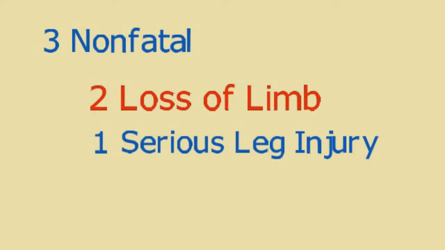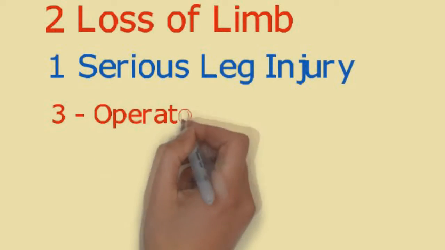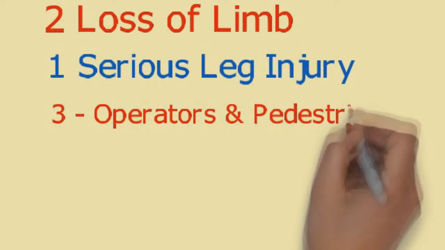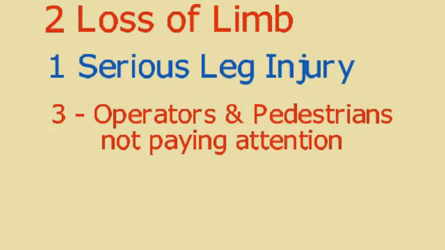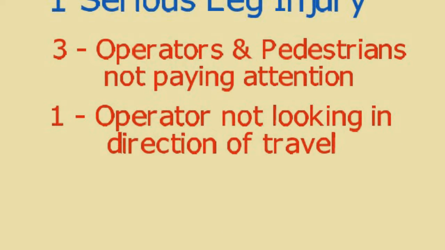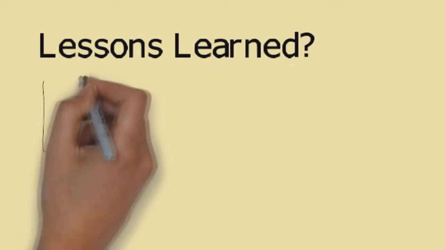In all 3 of the incidents, it appeared that neither the machine operators nor the pedestrians were paying enough attention to avoid the accident. In one incident, the forklift operator was not looking in the direction of travel. There are several lessons to be learned.